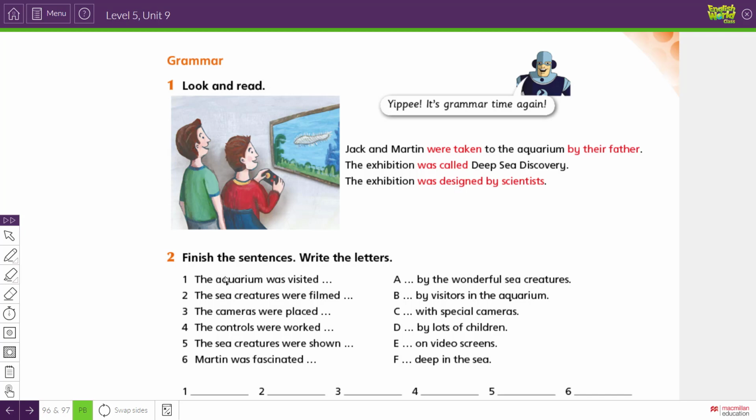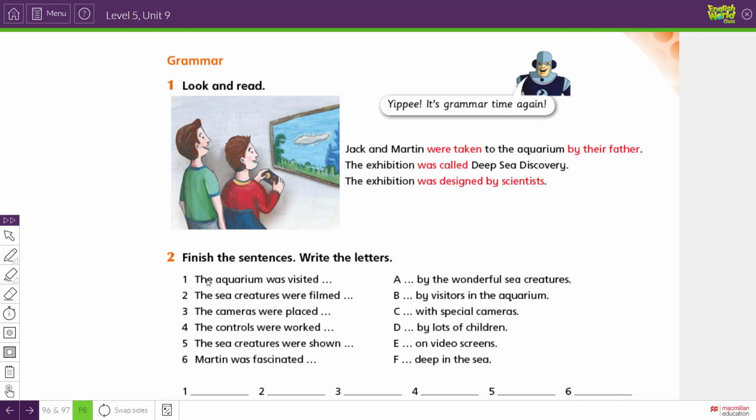Okay, let's check your understanding by answering this question. Exercise number 2. Finish the sentences. Write the letters. Okay, I'm going to explain it. Here we have column A and column B. The sentences are divided into two parts. We need to finish the sentence with the suitable part.